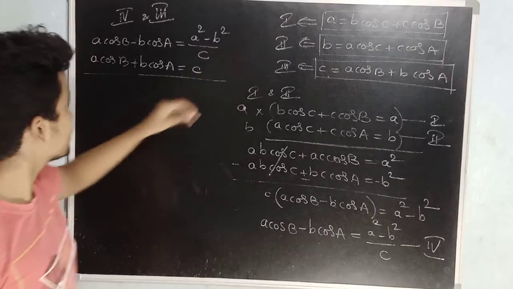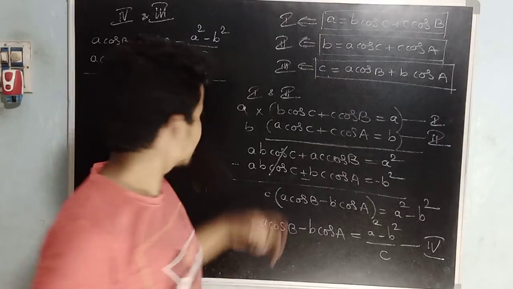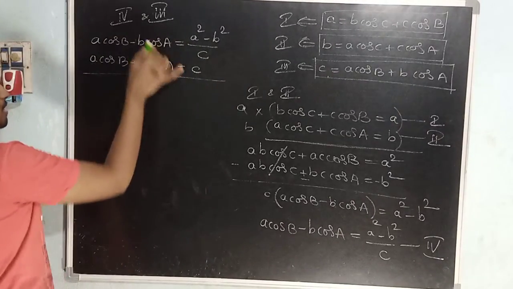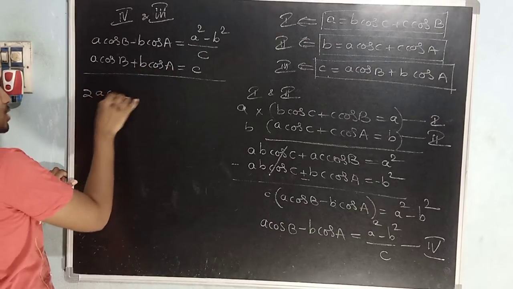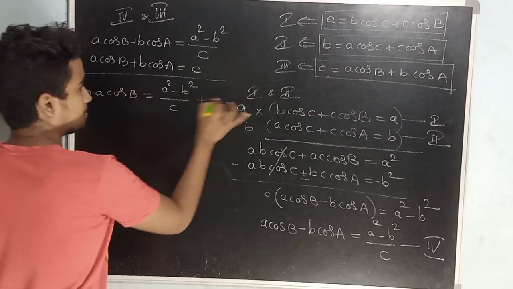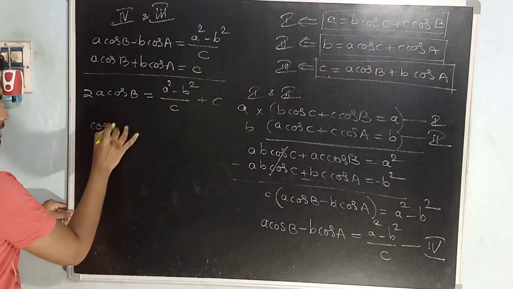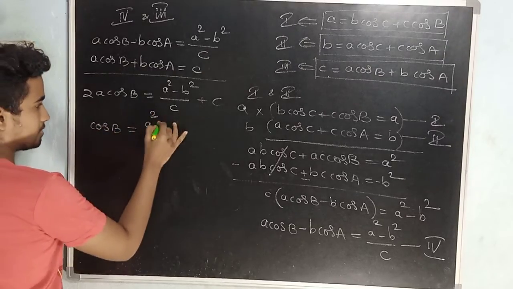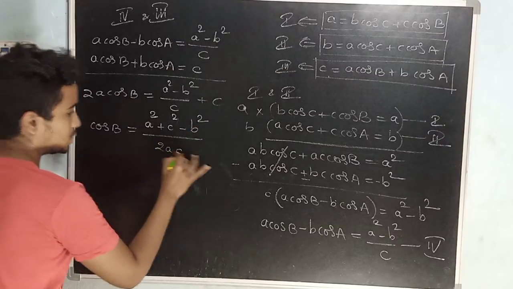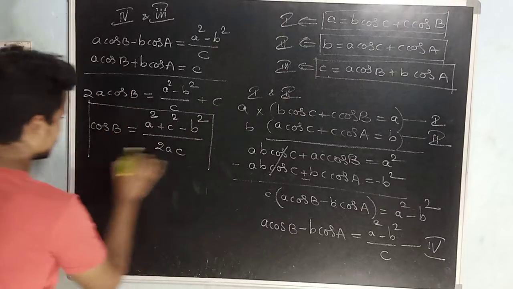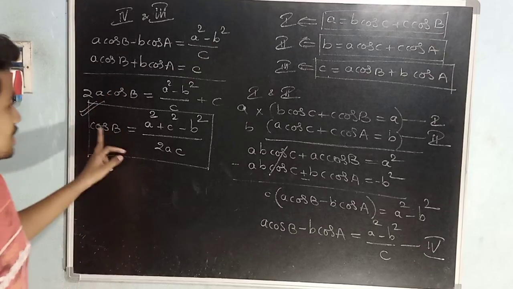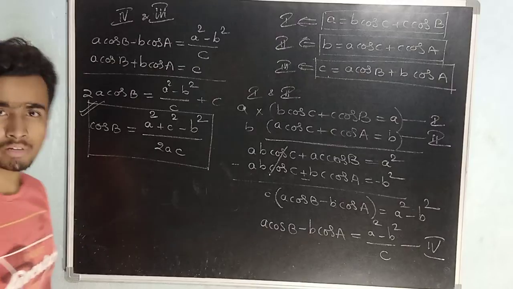Now I am going to solve these two equations. Solving these two equations is very simple. We need not apply our brains also. First of all, let me add these two equations. 2A cos B is equal to A square minus B square by C plus C. So cos B we are going to get as A square plus C square minus B square by 2AC. We got one formula: cos B is equal to A square plus C square minus B square by 2AC.